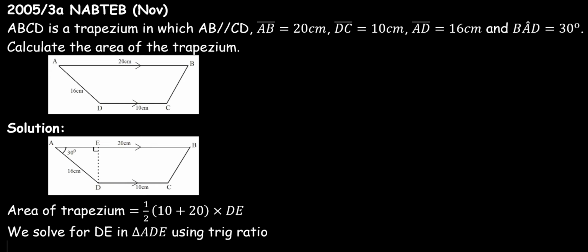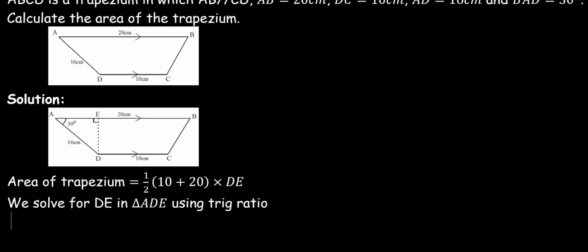Sine 30 degree is equals to DE over 16, so from SOHCAHTOA, opposite over hypotenuse. Simplifying, we have 16 sine 30 equals to DE. And we know that sine 30 is the same thing as half from trig ratio, which is 16 times half is equals to DE. And that will give us 8 cm equals to DE.